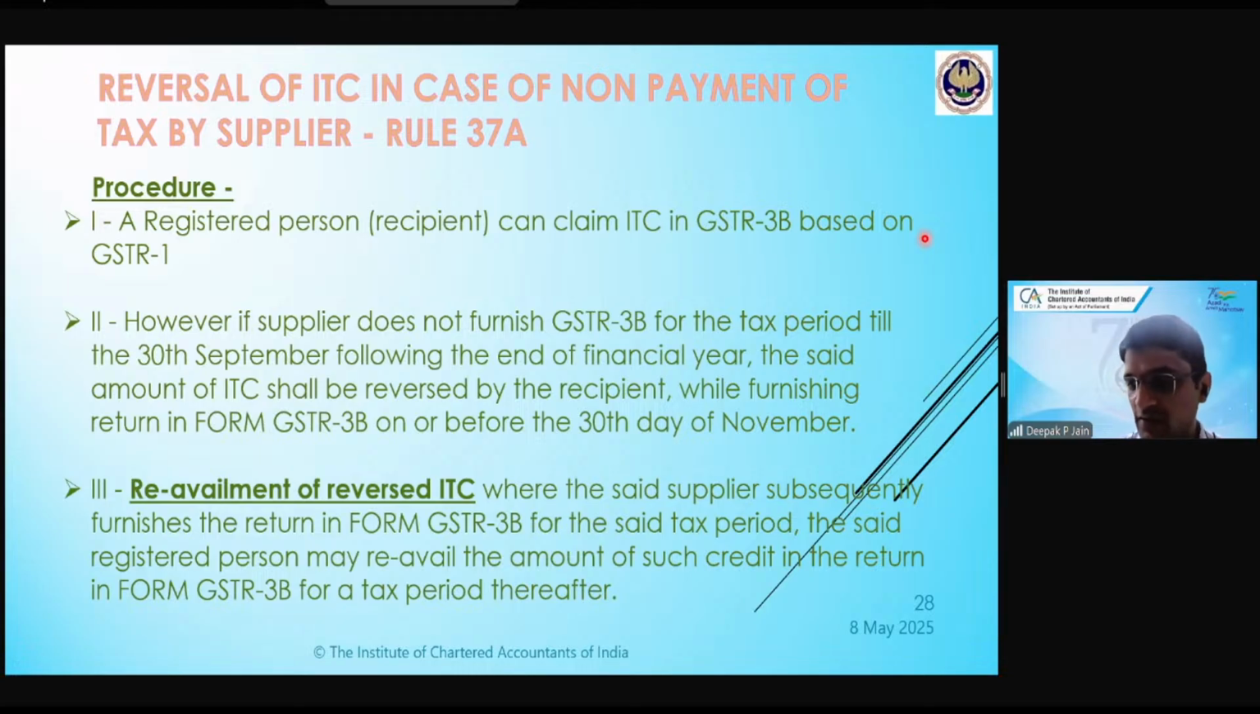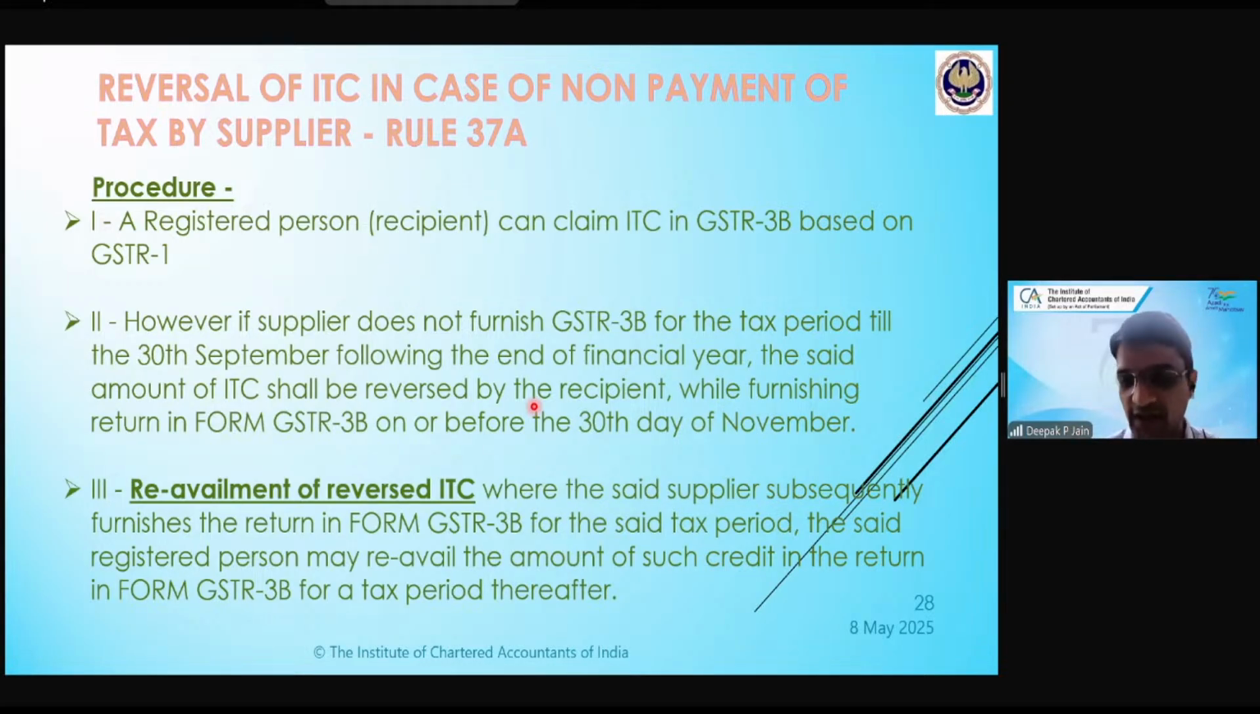So the government is saying that if he has filed the GSTR-1 and all the other conditions are satisfied, the supplier should at least file the 3B by September after the end of the financial year. If you are saying for 24-25, the government is saying that you should file the returns monthly, but if the supplier has forgotten or missed to file the returns on a monthly basis, at least by the 30th September he should have filed. That is the condition which is specified in the sixth condition.